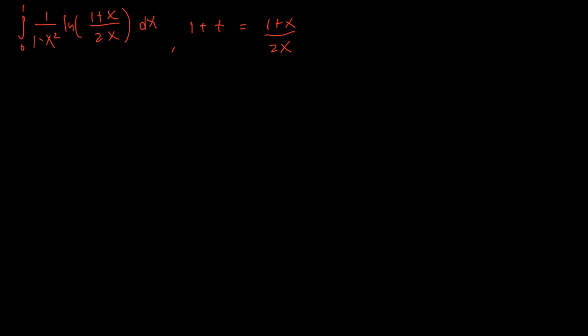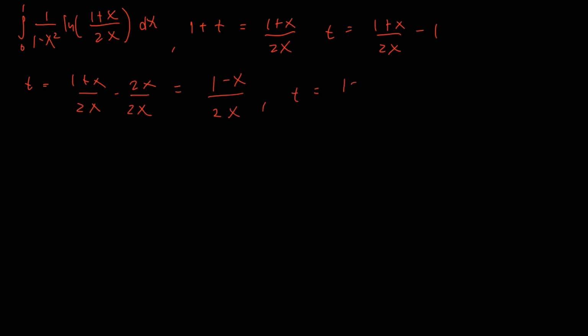But that means that t equals (1 plus x) over 2x minus 1. But that means that t equals (1 plus x) over 2x minus 2x over 2x, which is (1 minus x) divided by 2x. So we have t is (1 minus x) divided by 2x.